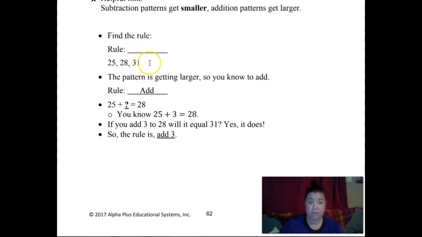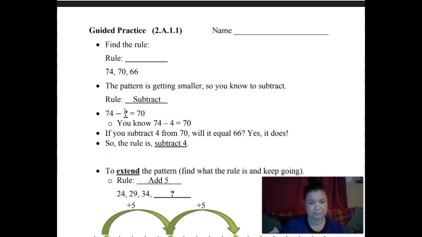Okay, so if we know that our pattern is to add 3 to the number, what number would be next after 31? Count with me. 32, 33, 34. Good. So 34 would be next in the pattern. See, this is going to take me a little bit more time because you've got to do a few steps to think it out, but it's going to be so easy.